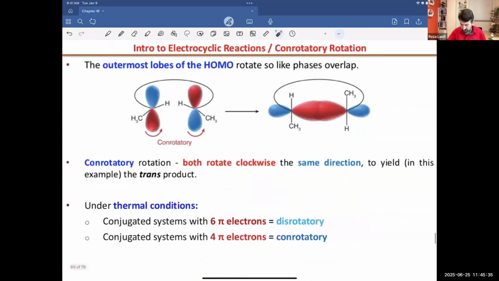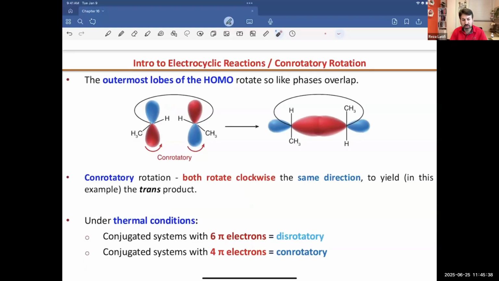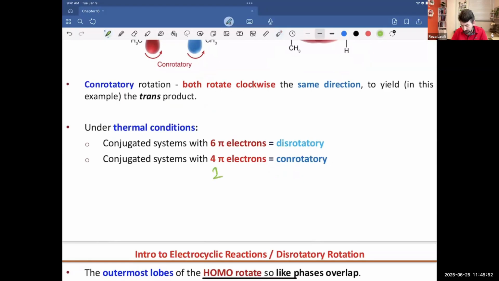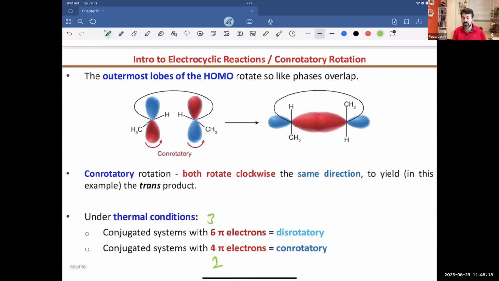Okay, let me summarize whatever I said until now. If we have 6 pi electrons or 3 double bonds, the rotation will be disrotatory. And if we are dealing with 4 pi electrons, or 2 double bonds, the rotation will be conrotatory. So conrotatory for 2 double bonds, and disrotatory for 3 double bonds. And whatever we got until now was in the presence of heat.